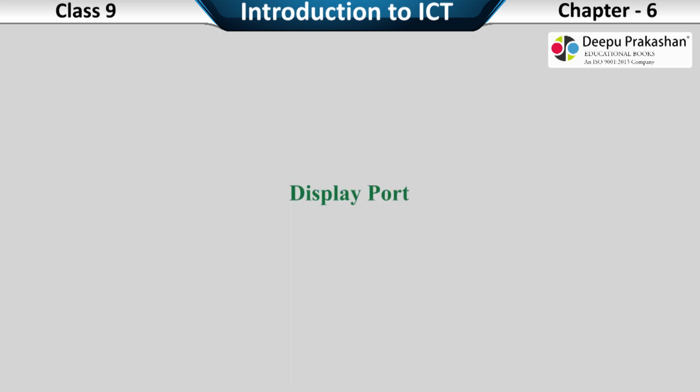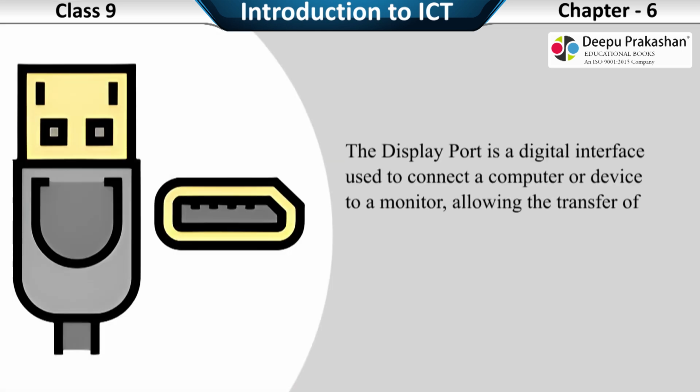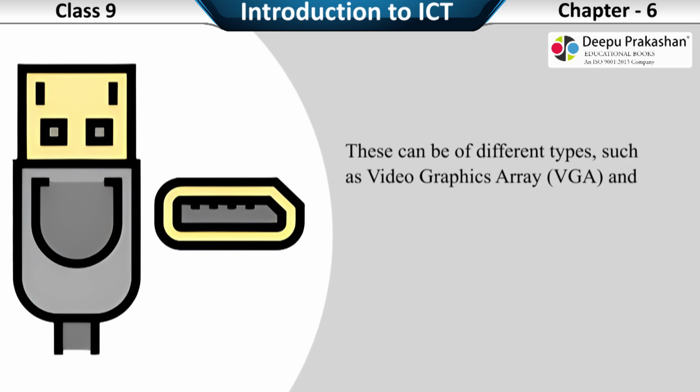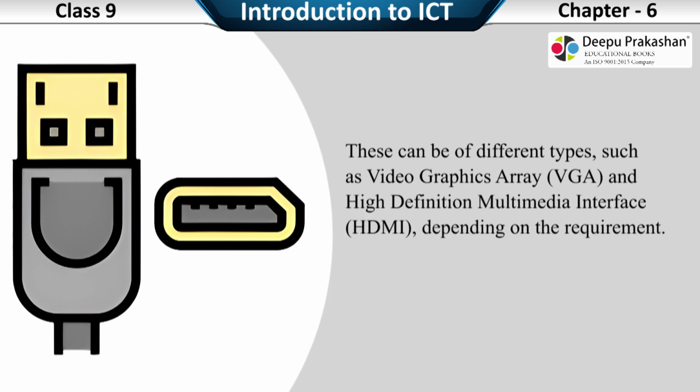Display port. The display port is a digital interface used to connect a computer or device to a monitor, allowing the transfer of high-definition video and audio signals. It supports higher resolutions, refresh rates, and multiple display setups. These can be of different types, such as Video Graphics Array, VGA, and High-Definition Multimedia Interface, HDMI, depending on the requirement.